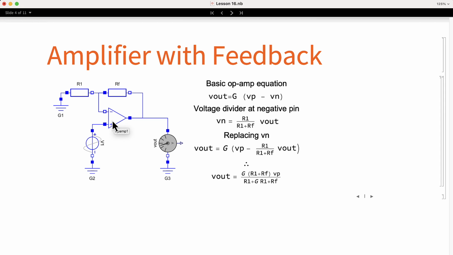Let's get the formulas for this circuit. We start with the basic equation of the op-amp. Using the voltage divider formula, we can obtain the voltage at the negative pin. Then we replace that value into the initial equation, and after solving for the output voltage Vout, we obtain the following formula. The formula is given in terms of the resistor values, the amplifier gain, and the input voltage.